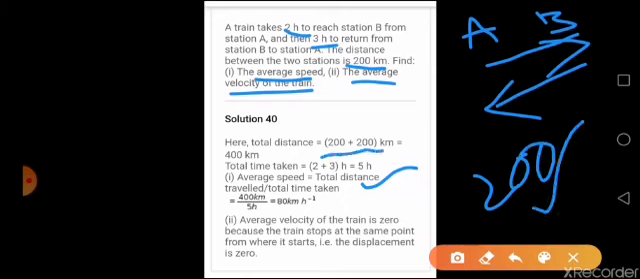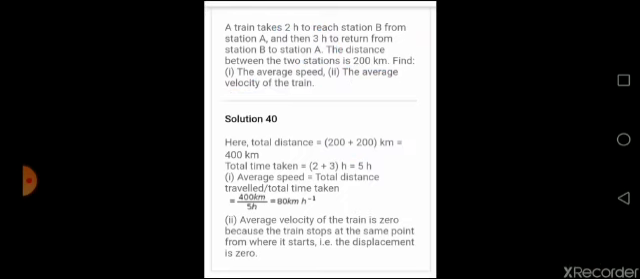So total will be 200 plus 200, 400 kilometer. Now total time taken will be 2 plus 3, that is 5 hours. So this is an easy question, only direct one. So you can directly calculate the average speed.